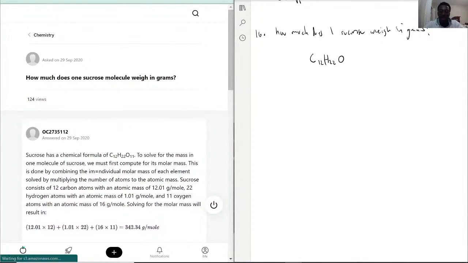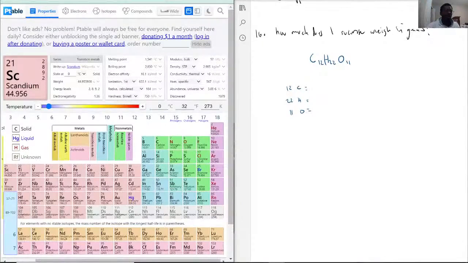C12H22O11 for sucrose. So now to get the constituents, we have 12 carbons, 22 hydrogens, and 11 oxygens. So now let's see what that equals. We have 12 times, according to the periodic table, 12.011 for carbon. Let me find that first.